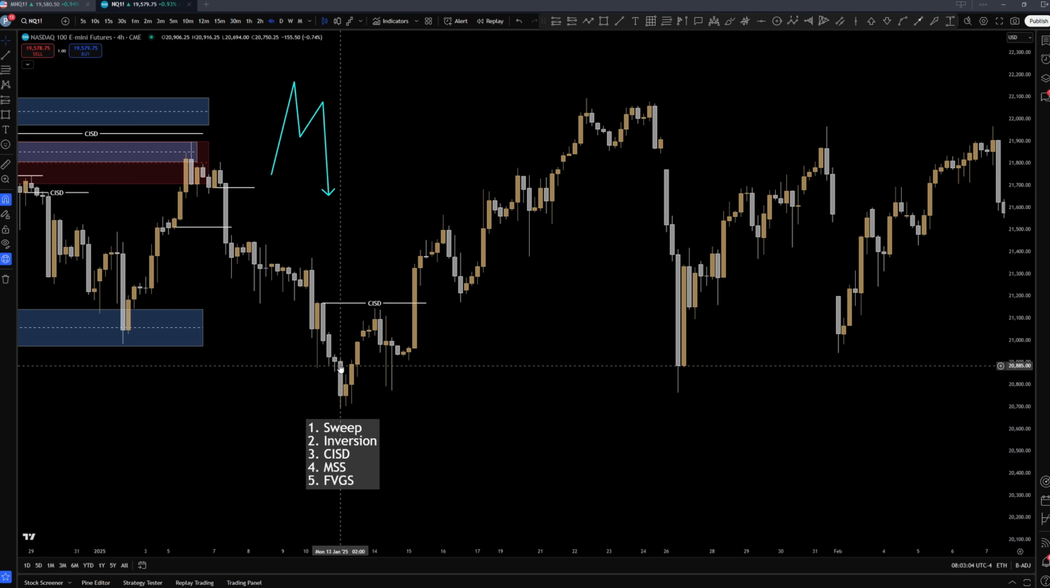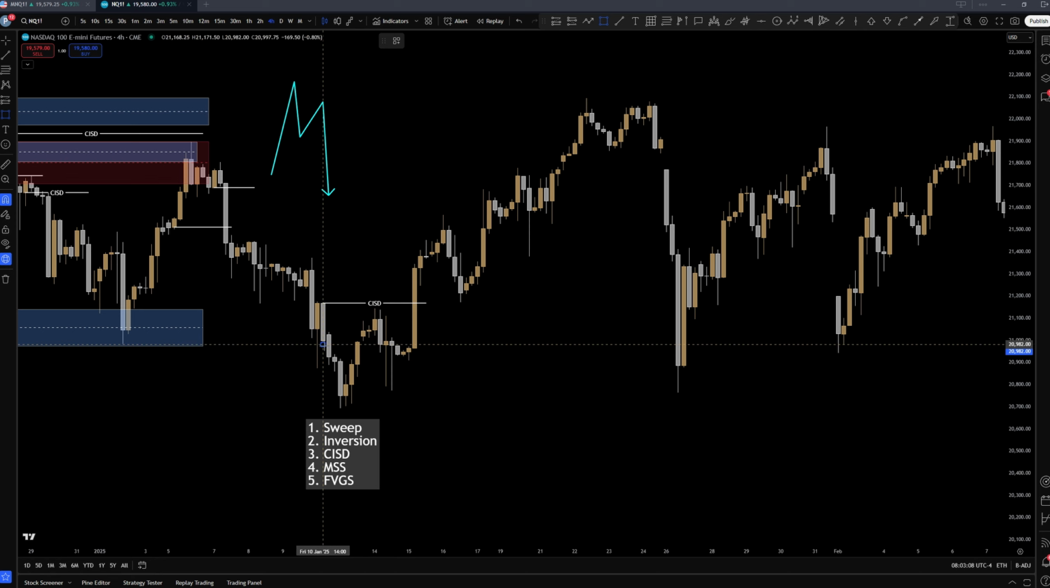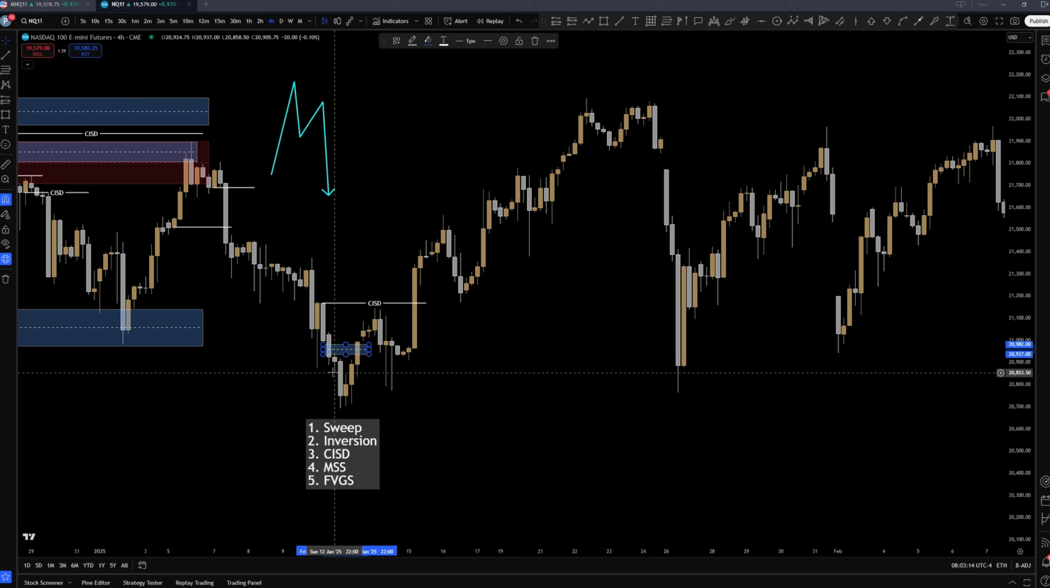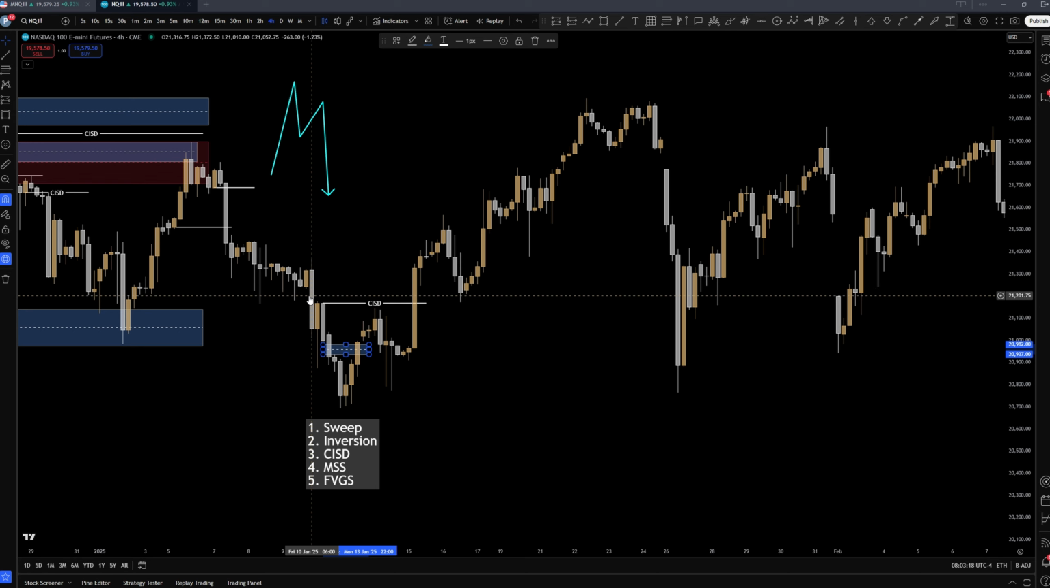Number two, we've got various inversions here. We've got one here. All right, we've got another one. Let's see here, a very small one there. I'm not going to draw them all out. We've even got one here, right?